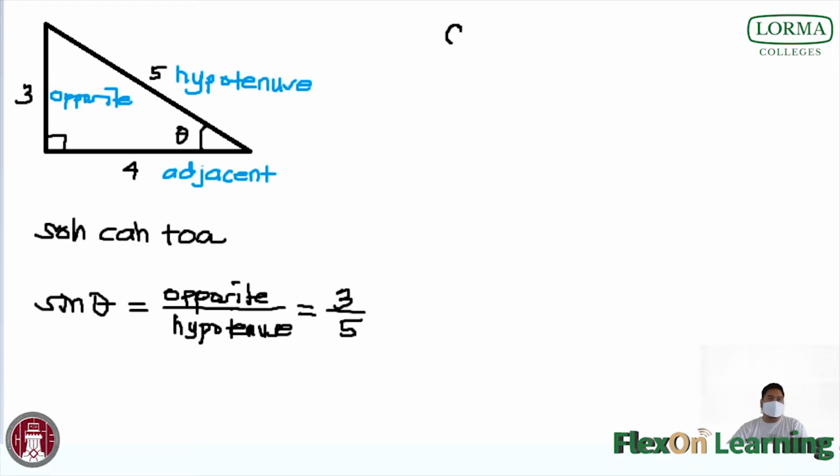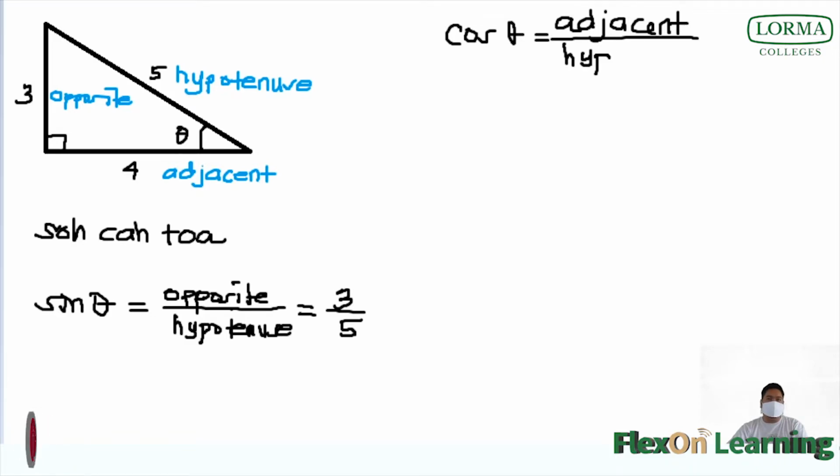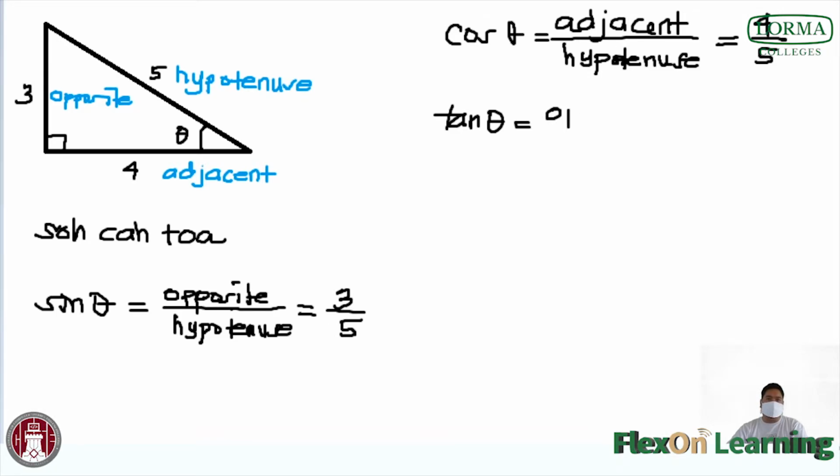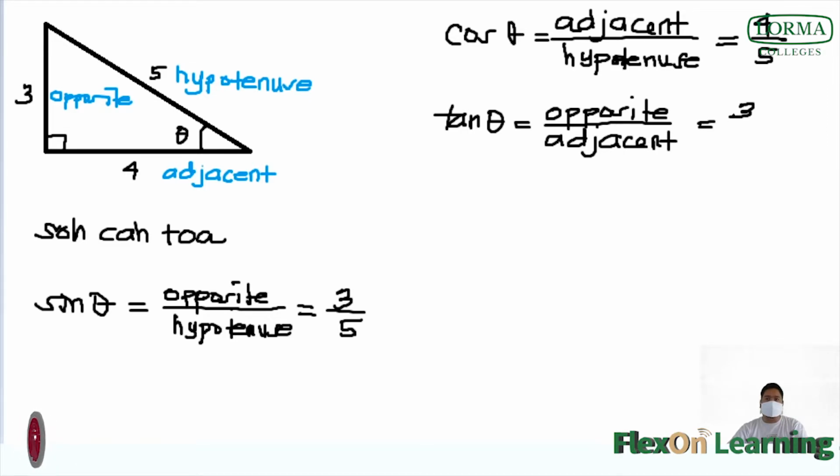Let's try the others. CAH means, so you lay out the letters first, cosine of theta would be adjacent over hypotenuse. So that would be adjacent is 4, hypotenuse is 5. Then tangent equals TOA, so that would be opposite all over adjacent. In our example, that would be 3 over 4. You can use the decimal equivalent, but I prefer to use fractions.